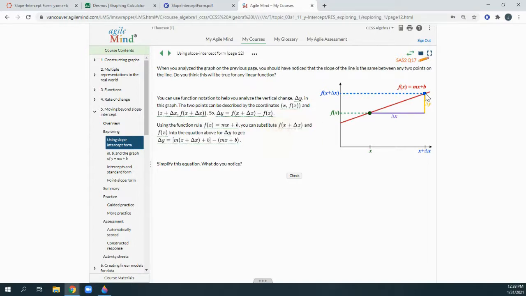So that's right here. This is the first point they describe right there. This is the second point they describe right there. So the change in y, how much this changes by, equals f of x, this height, minus that height. The top one minus the bottom one will tell me how far apart these 2 points are up and down. And f of x in the equation, okay, use the function f of x. You can substitute this and that into the equation to get y.